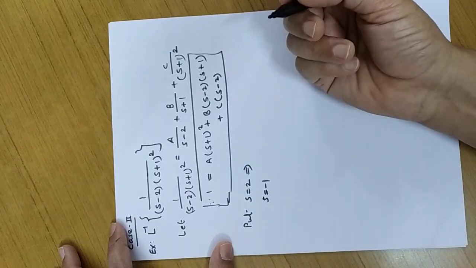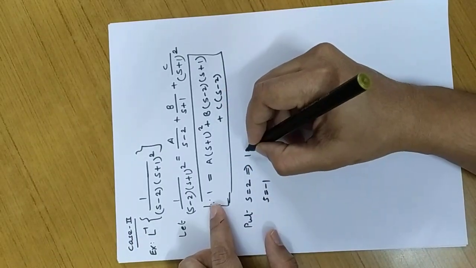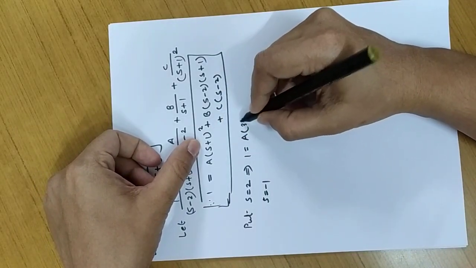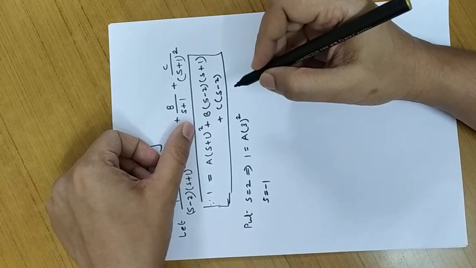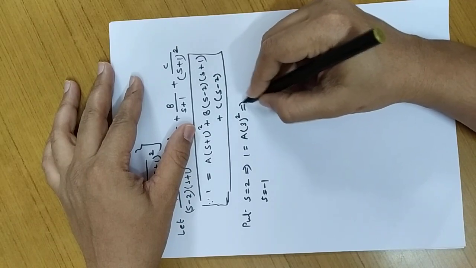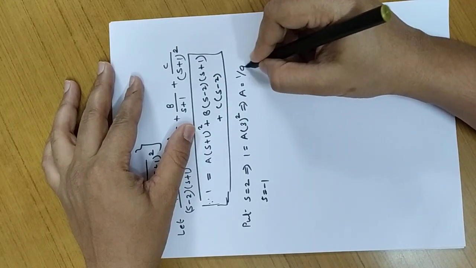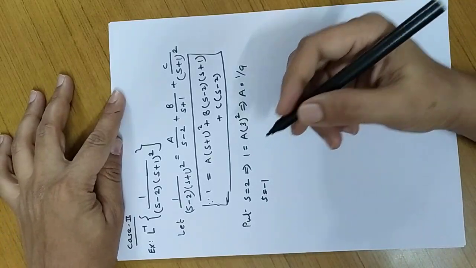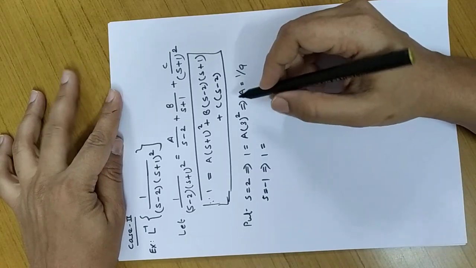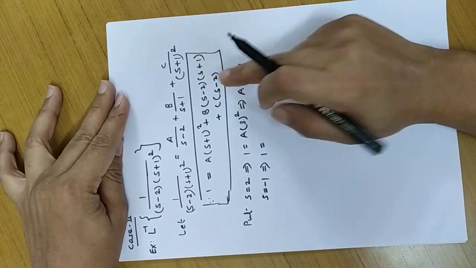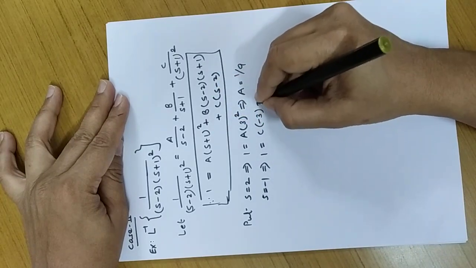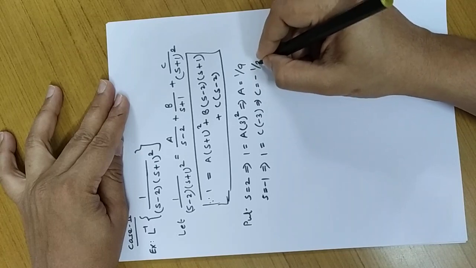So first solve for S equal to 2 and S equal to minus 1. If S is equal to 2, then 1 is equal to A into 3 square, because these two terms are 0. So A is 1 by 9. Clear? Now for S is equal to minus 1, this term is 0, the second term is also 0. Now we will get the value of C. What is C? C is minus 1 by 3.